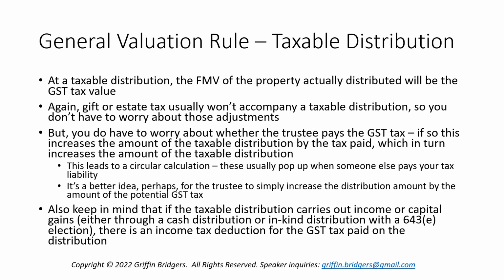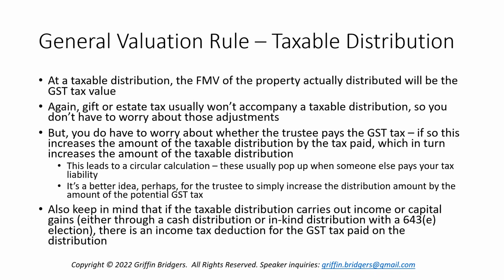Now with a taxable distribution, again, we look at timing. The fair market value of the property that's actually distributed will be the GST tax value. So again, you have to reappraise the value of the property being distributed in kind. Now, typically this is going to apply to cash, so you don't even have to worry about value. Really, what we're worried about here is if you have an in-kind distribution for GST tax purposes. So again, like we saw with the taxable termination, gift or estate tax usually will not accompany a taxable distribution, so you don't have to worry about those adjustments for any underlying gift or estate tax liability to determine the true amount for tax purposes of the taxable distribution.